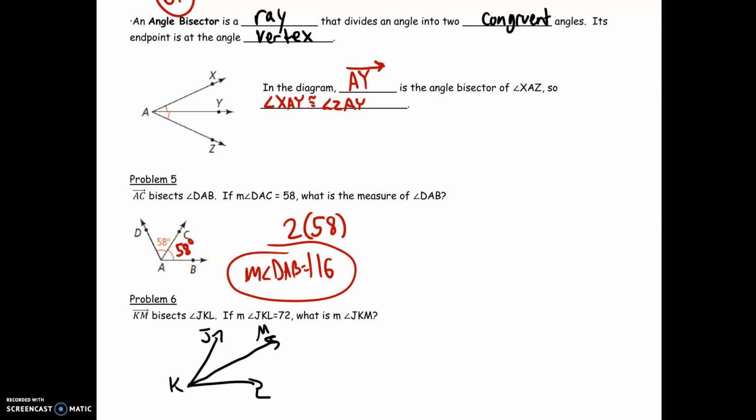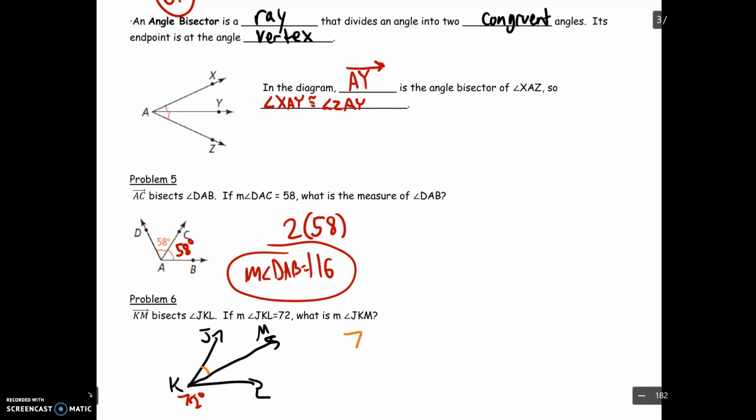Here you know the measurement all the way from JKL. That largest angle looks like it has a measure of 72 degrees. We want to use that fact to figure out the measure of JKM, which looks like just this little portion right here. Let's do that in a different color. We're looking for the measurement of JKM, which is just that angle. So now we're working backwards from that last question.